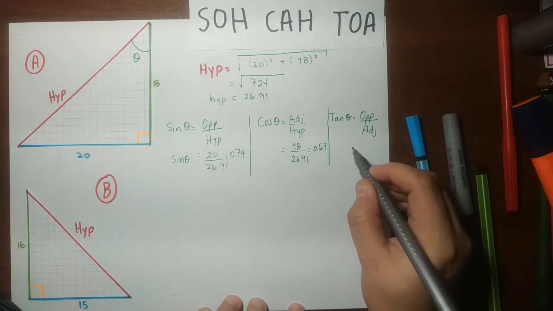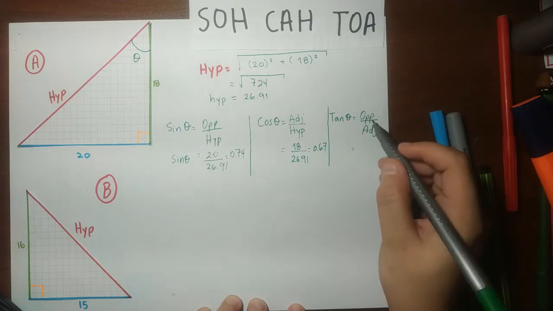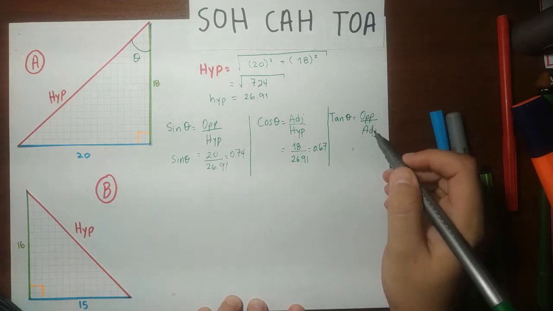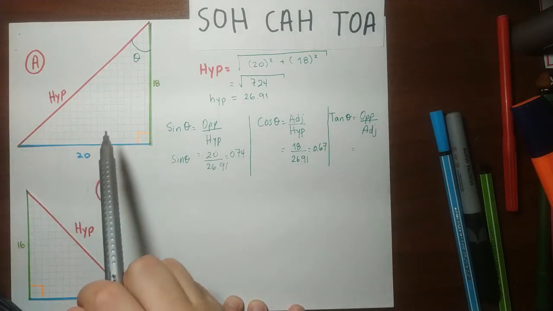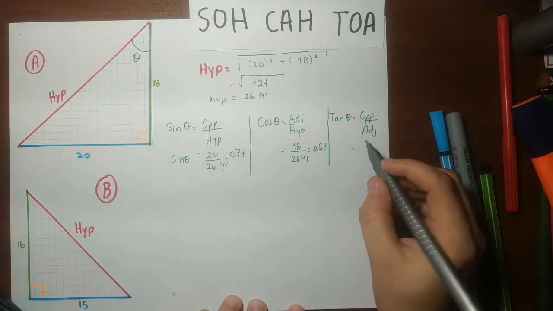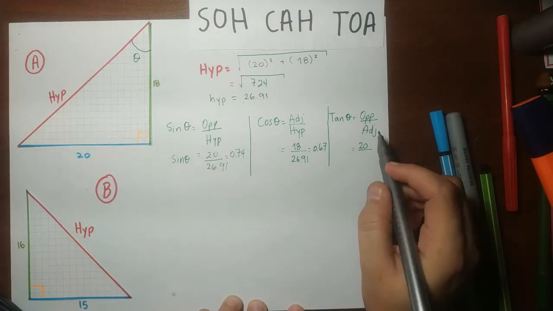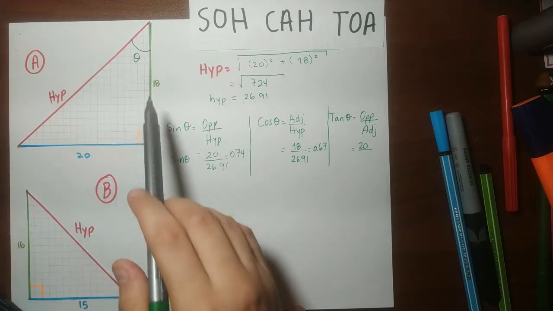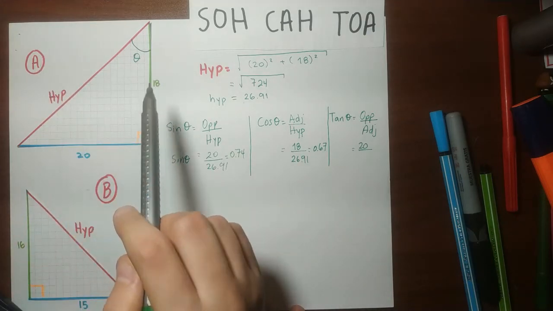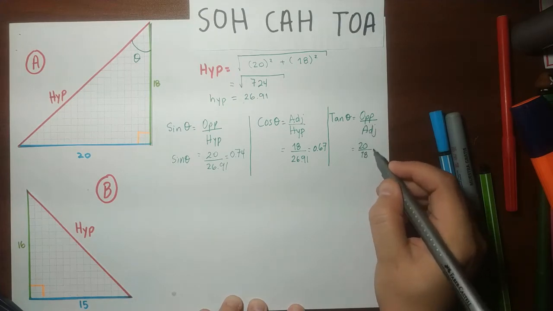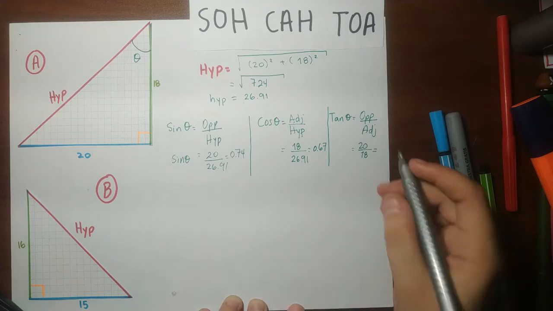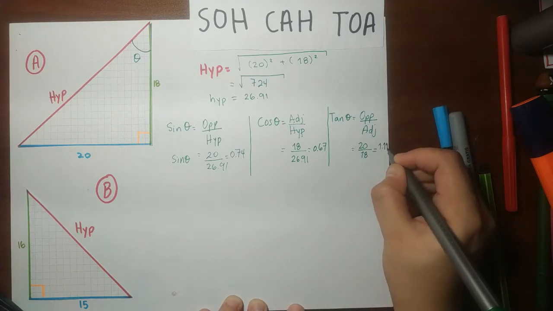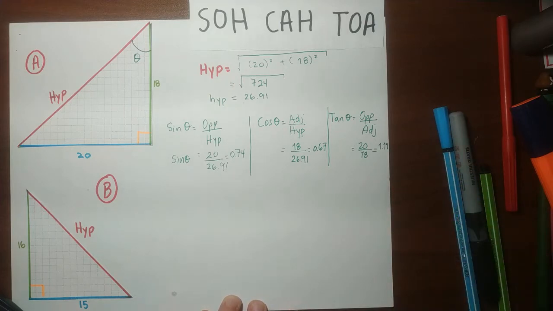Then I can do the same for tangent, and we have, by definition, opposite divided by adjacent. The opposite to my angle theta is 20 because it is in front. So I have 20 divided by my adjacent, that is the side that touches the angle, which is not the hypotenuse. So it is 18. Do the math. Okay, you have your three basic trigonometric functions.